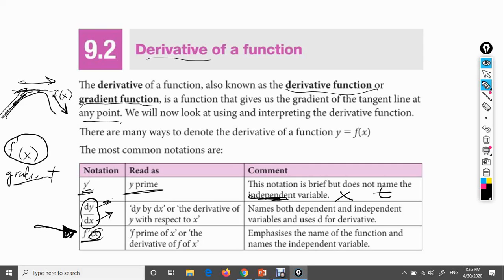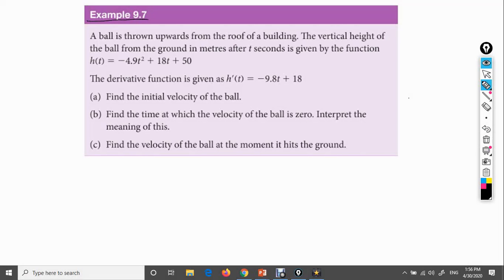So basically, this is it for the introduction to a derivative of a function. And now we are going to look at some examples on how it is used. Okay, so here we are on example 9.7, and it says, a ball is thrown upwards from the roof of a building. The vertical height of the ball from the ground in meters after t seconds is given by the function h of t, that means height, equals negative 4.9 t squared plus 18t plus 50. The derivative function is given as h prime of t equals negative 9.8 t plus 18.